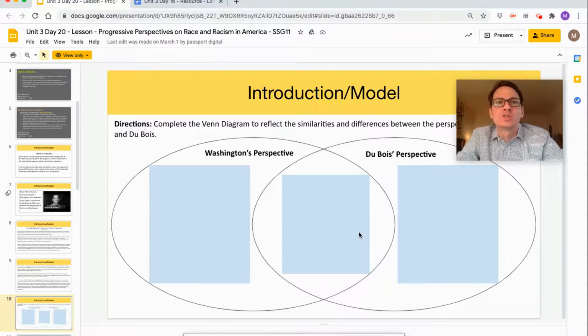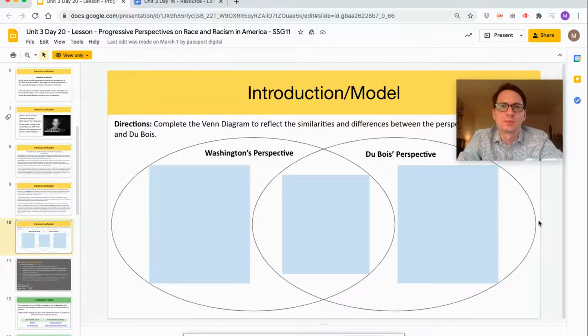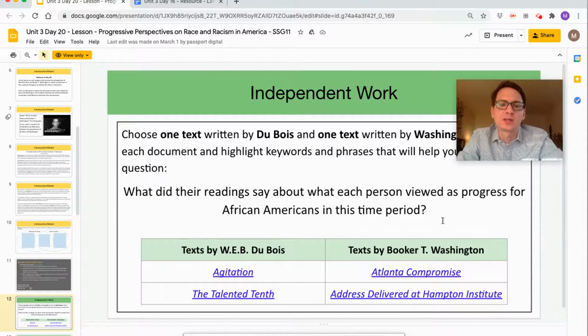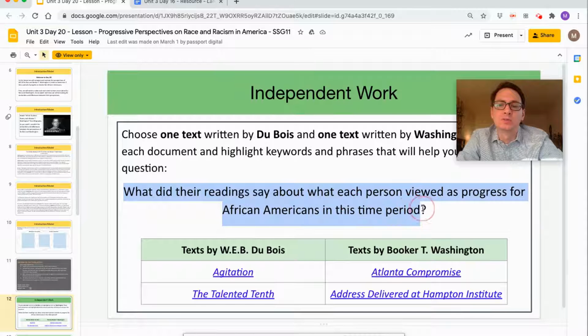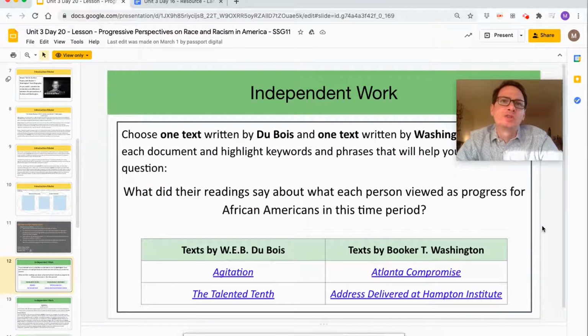It really depends on the unique strengths and needs of your students. Also, this serves as the foundation for the rest of the lesson. So this is an ideal moment to also check for understanding and clarify any misconceptions they have before moving forward. The students will then select one text from both men, and they're going to focus on this question. What did their reading say about what each person viewed as progress for African Americans in this time, which they're going to then annotate for as they read both texts.